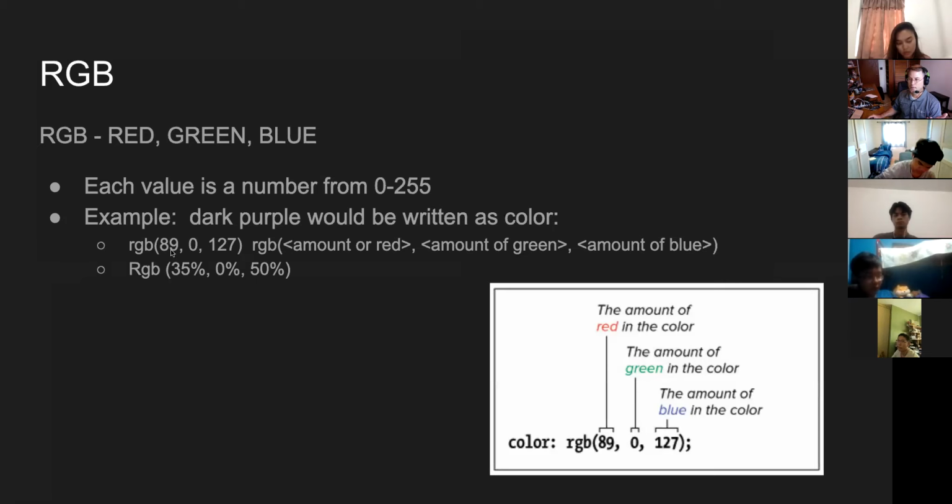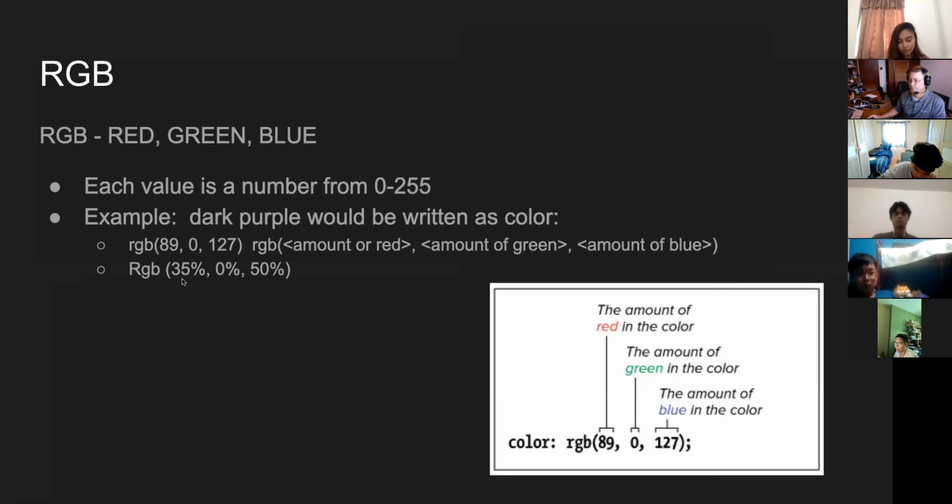And so here we have the color of red between 0 and 255 is 89. For the green, they're specifying 0, meaning there is no color being transmitted for green. And then for the blue, they're specifying a 127. And what that gives them is a dark purple color. So this is how you specify your colors in RGB.